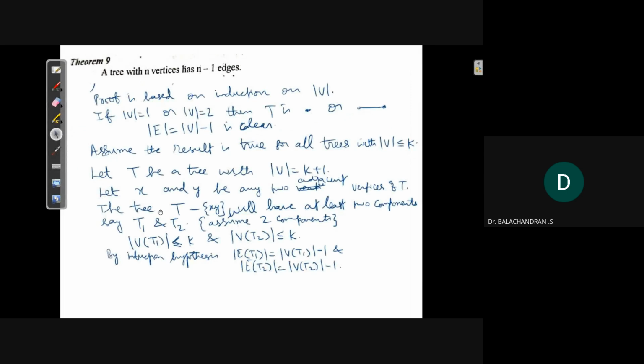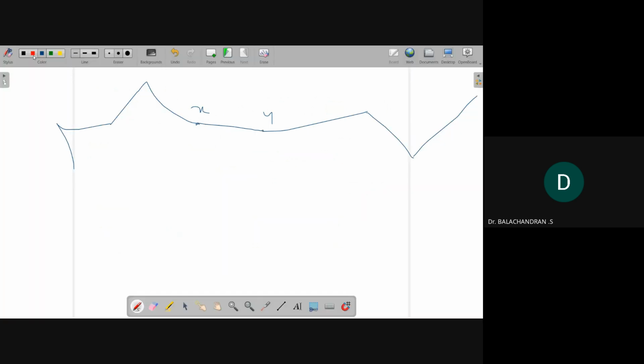Now from T, I am going to remove the edge xy. By removing the edge xy, we'll have at least two components, say T1 and T2. Now I am assuming two components. If you have three components also, we can give the proof. So I'm assuming it has two components. Suppose I am removing this edge.